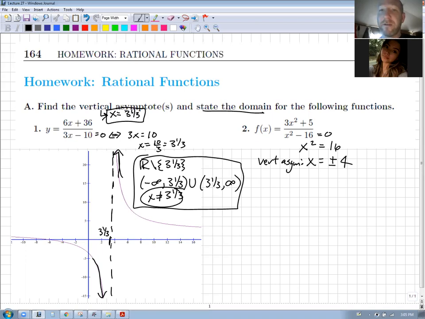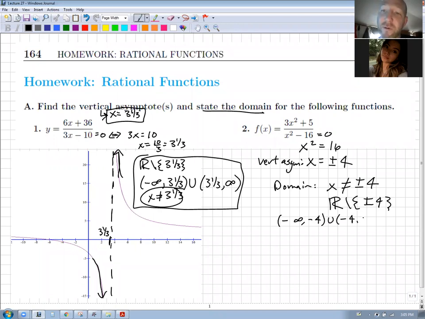And then the domain is x not equal to plus or minus 4. Or we could say all real numbers except for plus and minus 4. Or we could say negative infinity to negative 4 union negative 4 to 4 union 4 to infinity. So any of those would work.